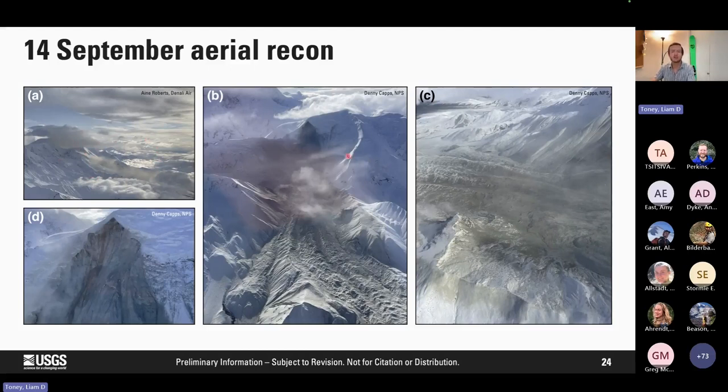The other images were taken during the aerial recon I mentioned by park staff the following day. And in panel B here, just to orient you, we're looking basically to the south. The flank of Denali, which is absolutely enormous, is seen towering over Peters Dome. And just want to note, it's a highly vertical failure. You can see the sort of pyramid-shaped source area here.